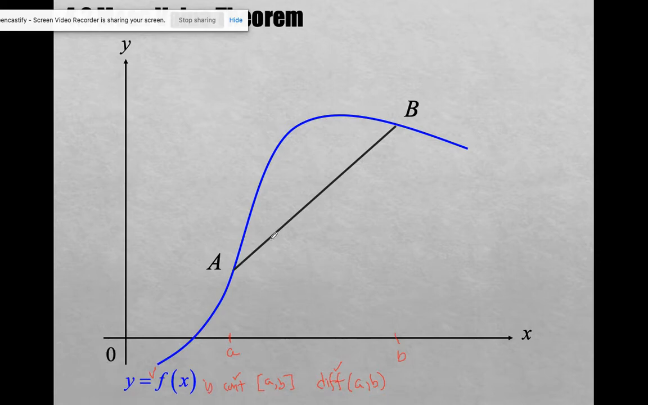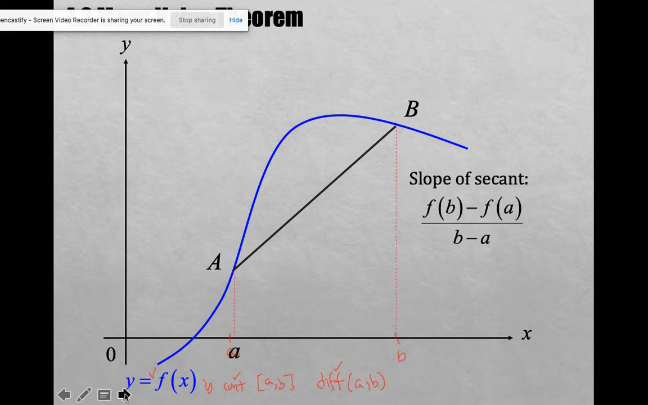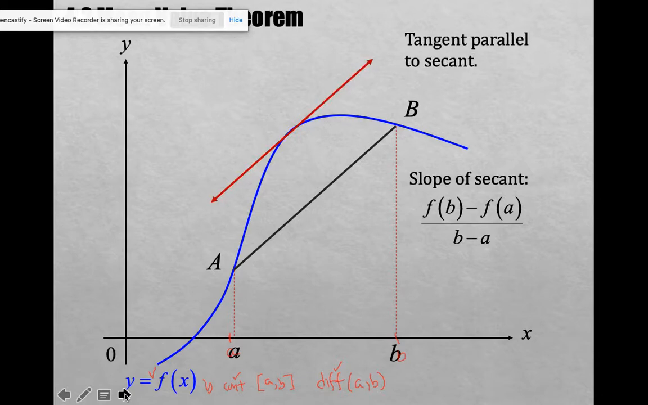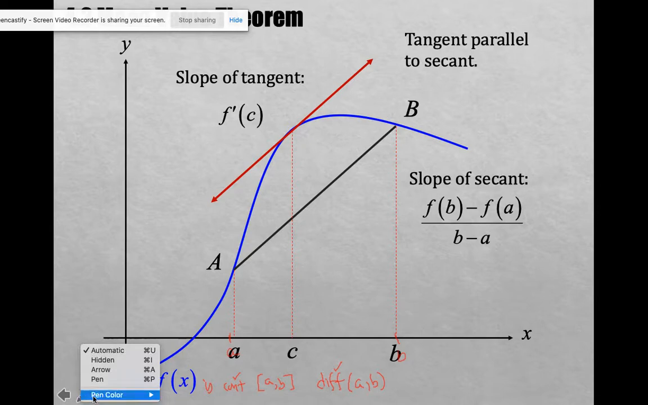right? I just lay my pen here, drag your pencil up, keeping it parallel to the slope of the secant, up to the line until you see a point of tangency. Boom. There is a tangent parallel to the secant. And further, what is true about the point of tangency? The x value, which the mean value theorem calls C, is between A and B.